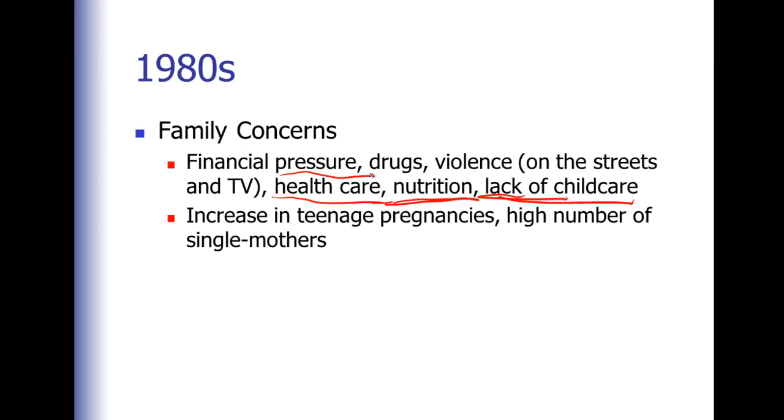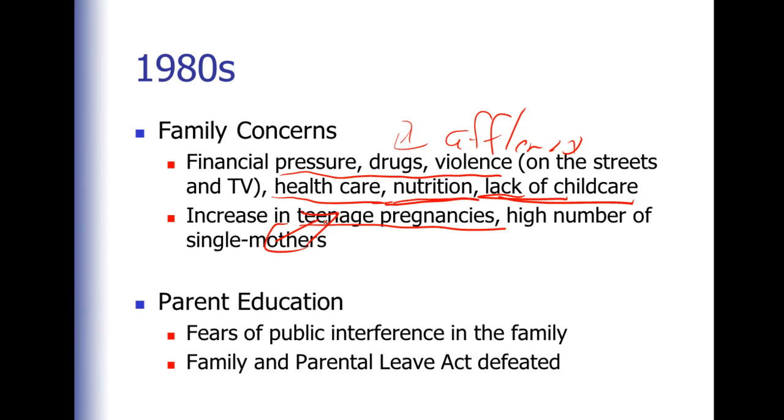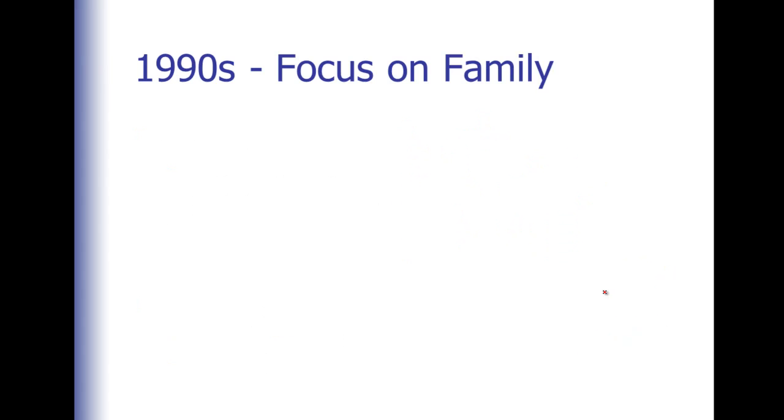And the other thing that one guy would write, or some would write about this, is this also because not only more absence of parents in raising them, but more affluency, meaning money. So because of that, we have, again, more kids coming home, latchkey kids. We had more teenage pregnancy, high number of single mothers. These two, of course, are connected. And then more parent education, fear of public interference in the family. Yeah, kind of a reaction to the federal government telling you how to raise your kids. And then we had the first of the Family and Parental Leave Act was defeated, and eventually was passed, of course.